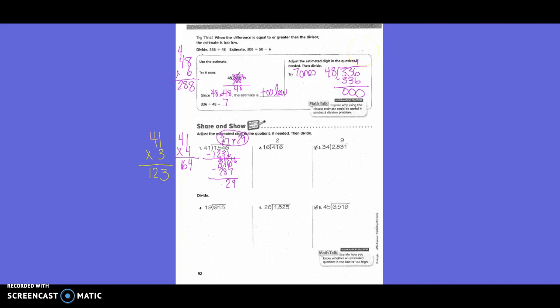So basically what they're doing, guys, is they're just showing you that sometimes you make a prediction, you actually multiply it out, and you find out that that didn't work. So what they're trying to teach you is that sometimes you have to go back and fix what you put. You can't just keep working out the problem, right? Okay.